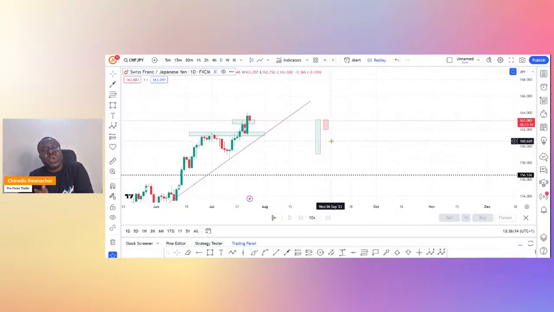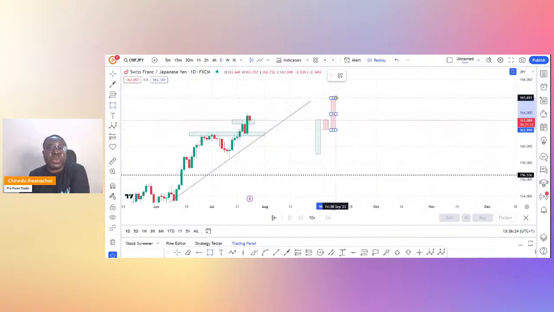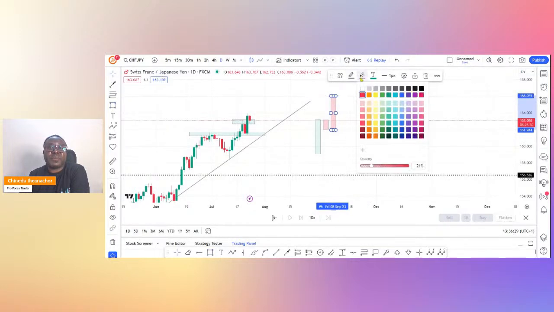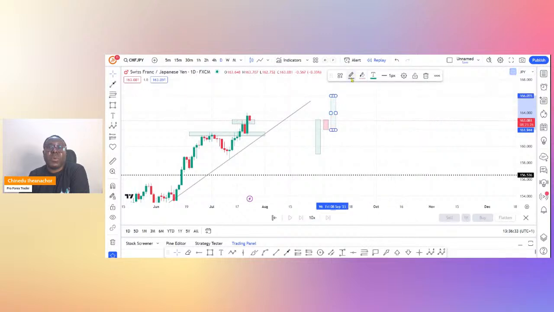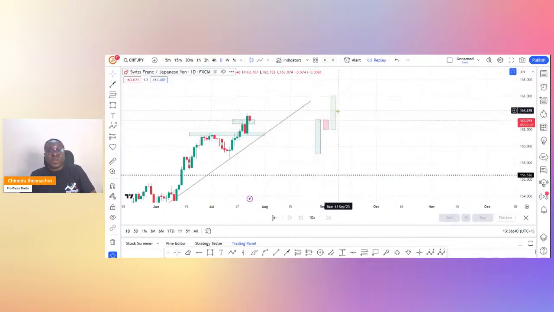But peradventure the market ended like this, the way it is here, this is a bullish harami. It's a bullish harami, which will stimulate the bulls again to push market price to a fresh high.